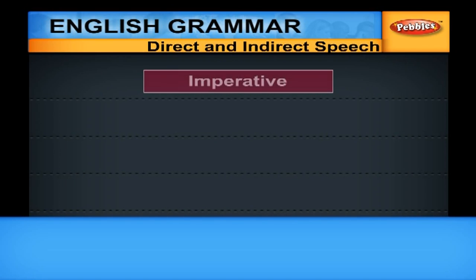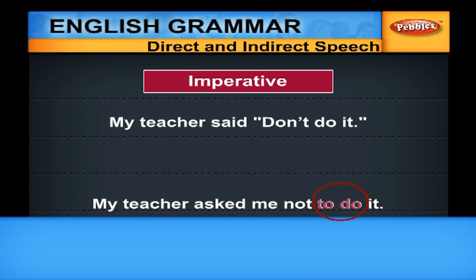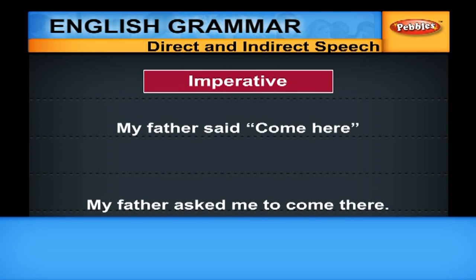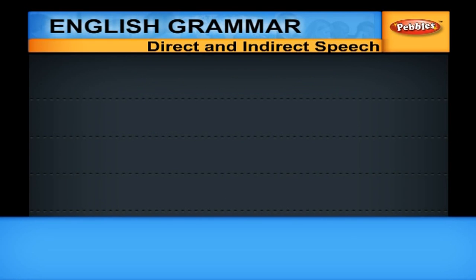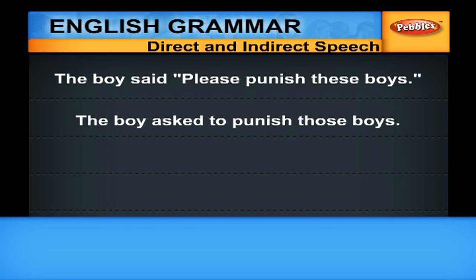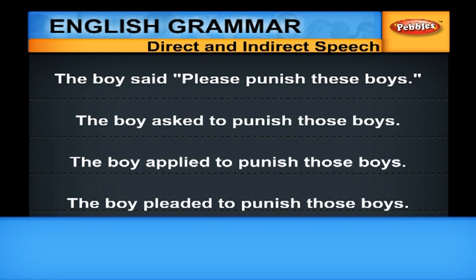If it is an imperative, you have to begin with an infinitive verb. My teacher said, don't do it. My teacher asked me not to do it. My father said, come here. My father asked me to come there. The boy said, please punish these boys. The boy asked to punish those boys. Or, the boy appealed to punish those boys. Or, the boy pleaded to punish those boys.